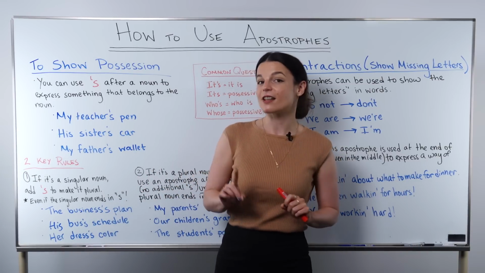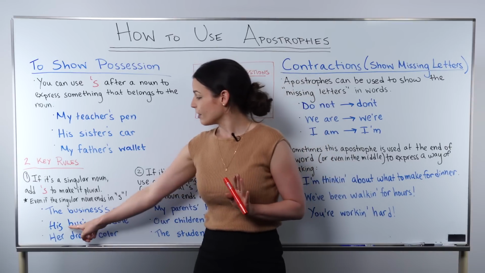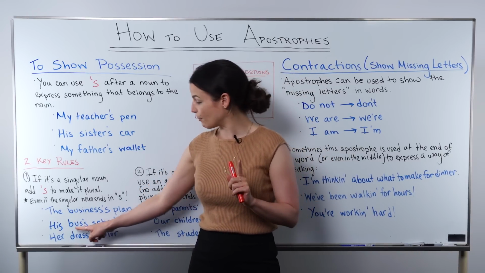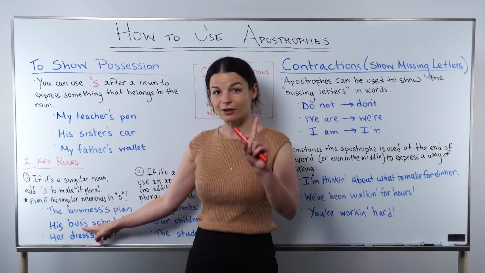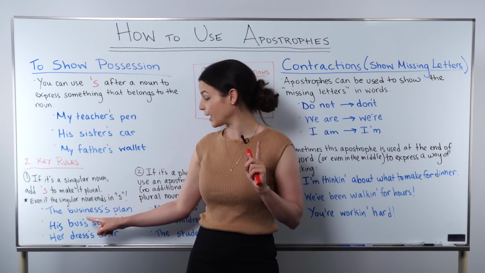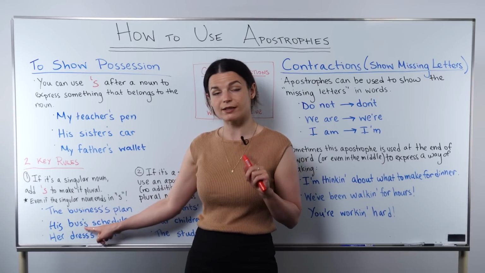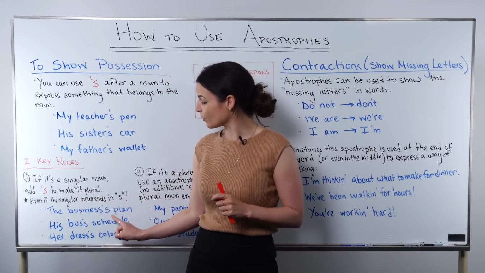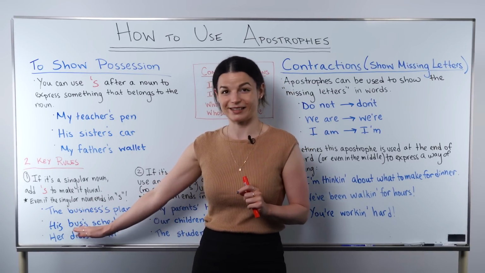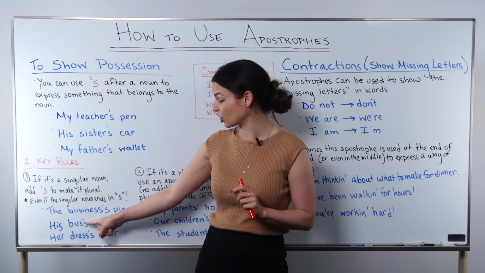Okay, let's look at another example of this. His bus's schedule. So again, bus is a singular noun that ends with S. We still have to follow this rule. We add apostrophe S after the bus to show ownership. So this schedule belongs to the bus, or his bus in this case. So it's some kind of connection we're showing here.